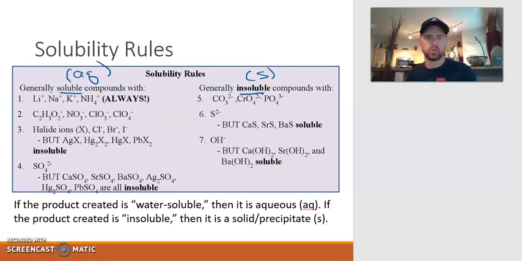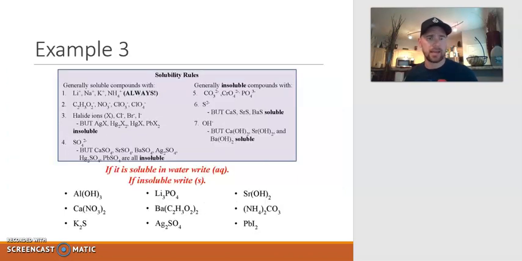So how do we use these rules? Let's take a look at some examples. On this slide right here, we're going to look at example number 3, and I've got the solubility rules listed there as well, but you also have them on the back of your periodic table. What we're going to do is look at 9 compounds, and they're listed below right here. Using our solubility rules, we're going to figure out if these compounds would be aqueous or solid if they were in a water solution.